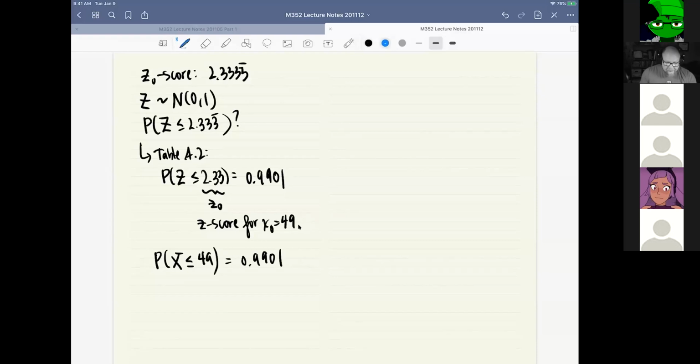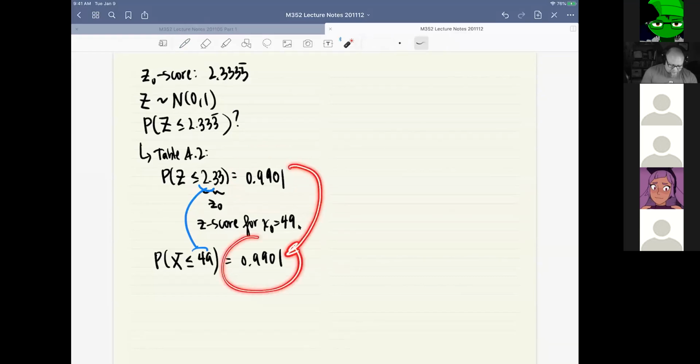So this is the power of this table. This is why this table is so useful to people, or historically was useful, is that you can go back and forth between some standard normal value and the associated z-score of that, use the table to find a probability, and then that probability translates to the probability that you're seeking.